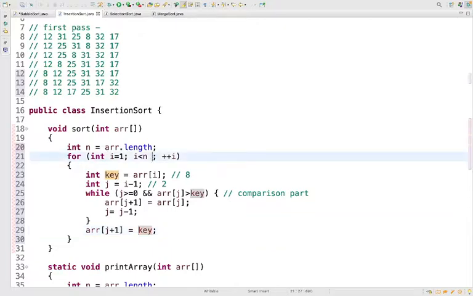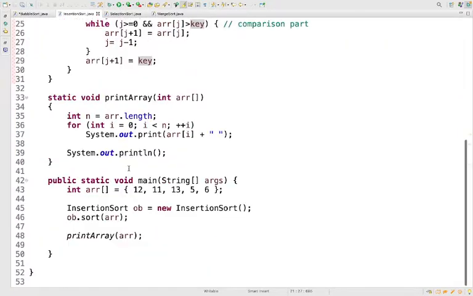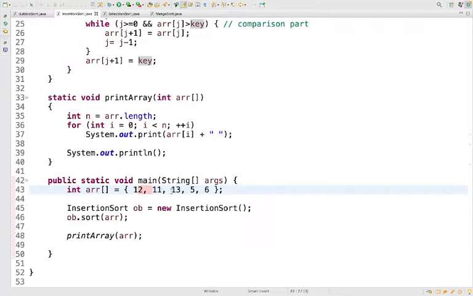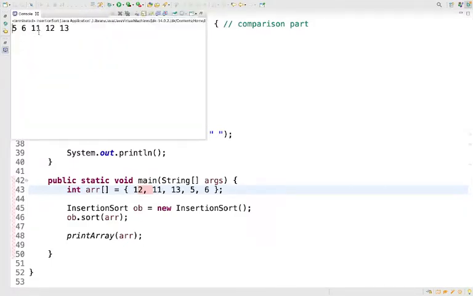Okay, now let's run this again. It should also give the sorted value. Given 11, 12, 11, 13, 5 and 6, it is giving us 5, 6, 11, 12, 13. So it is working perfectly fine.